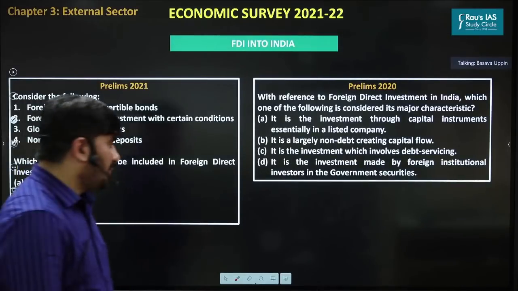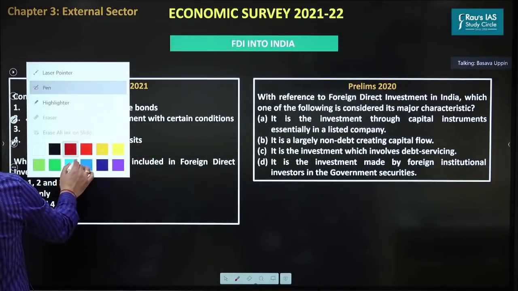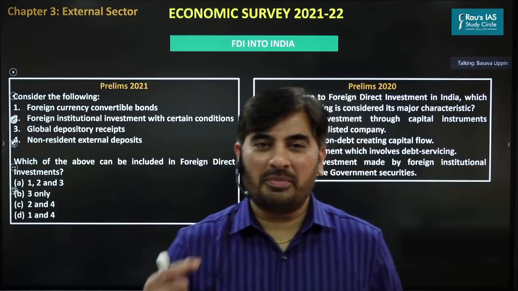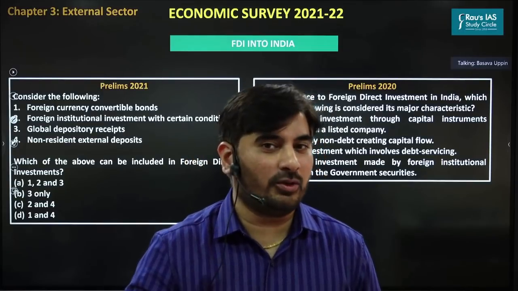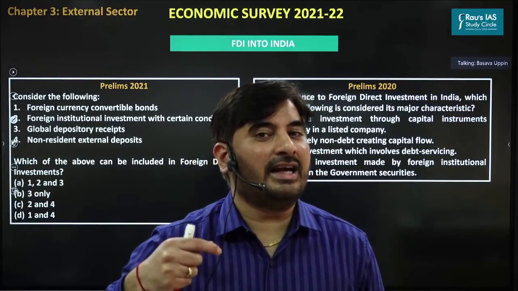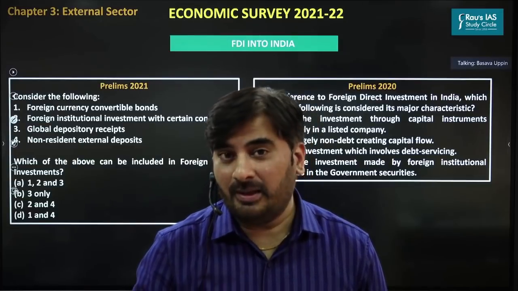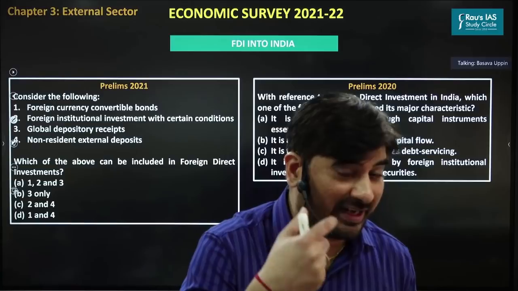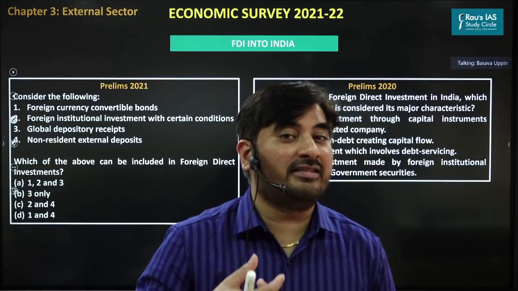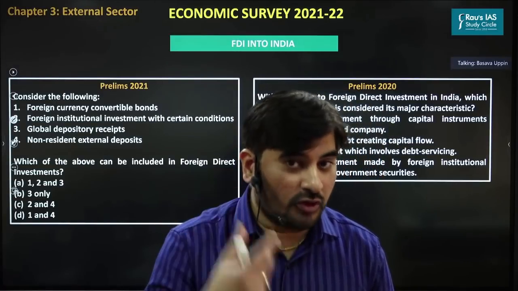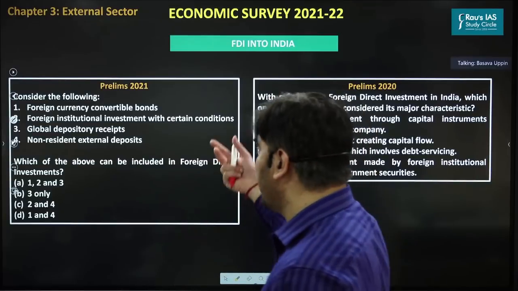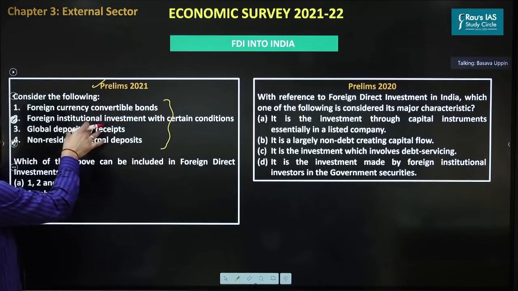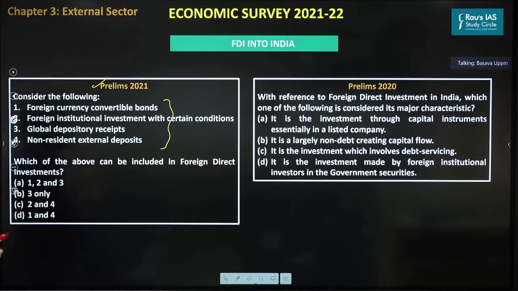Okay, now coming to the concept of FDI, foreign direct investment. Once again, one of the most favorite questions of UPSC, because repeatedly UPSC has been asking questions with respect to various aspects of foreign direct investment. In particular, UPSC has been asking questions on those aspects of FDI which normally students neglect. On those things, UPSC has been asking questions. For example, as you can see in prelims 2021, UPSC had asked this question as to which of these instruments are considered as FDI into India.